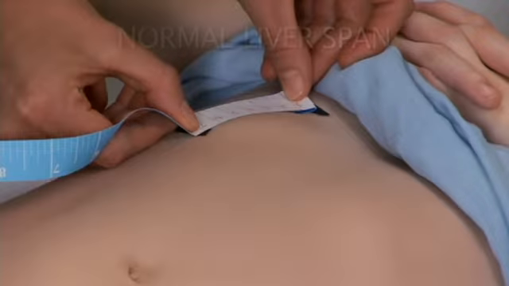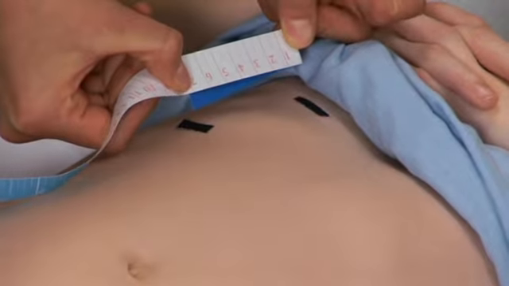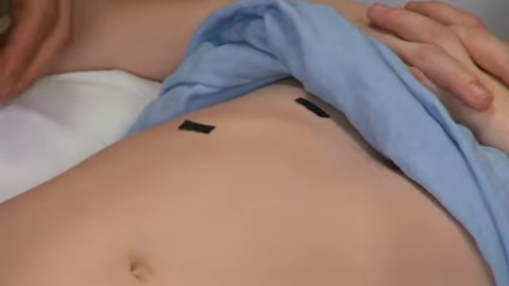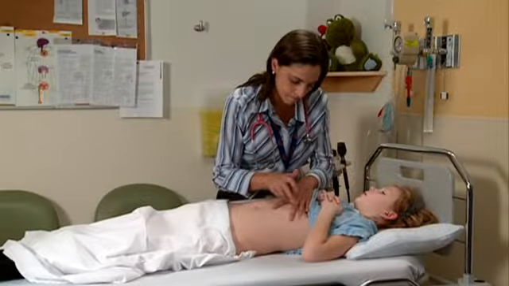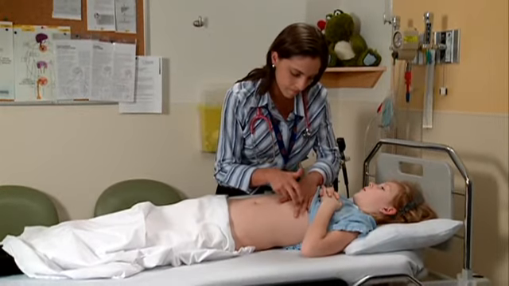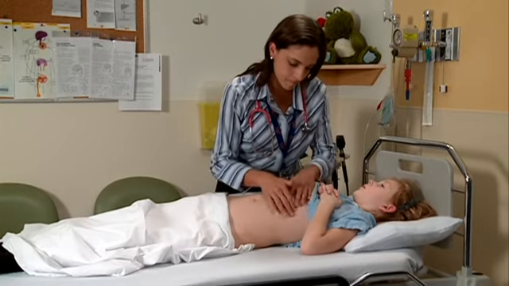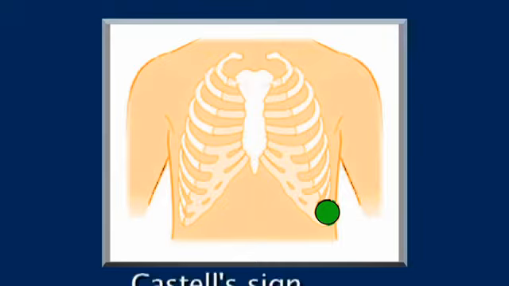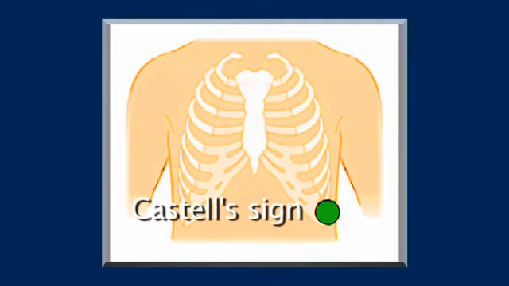Although percussion may be employed to determine if splenomegaly is present, this test is not very sensitive. Nonetheless, this would be done using Castell's method, where one percusses in the lowest intercostal space in the anterior axillary line. If percussion in this area reveals transition from a tympanic sound to dullness during inspiration, Castell's sign is said to be positive for splenomegaly.